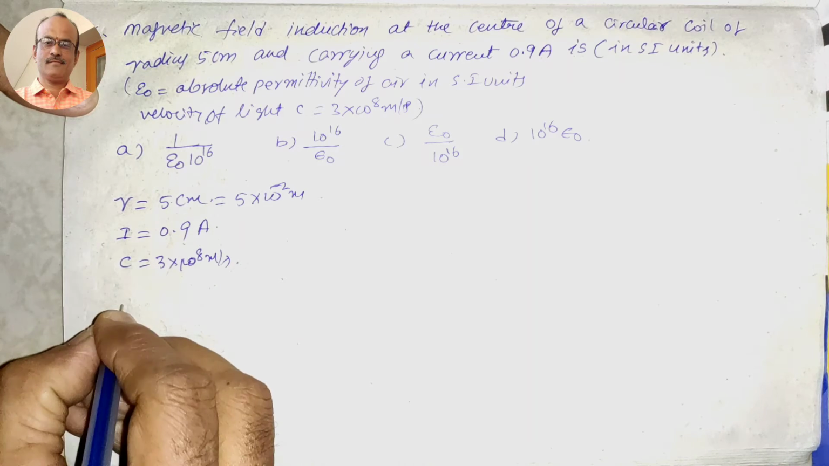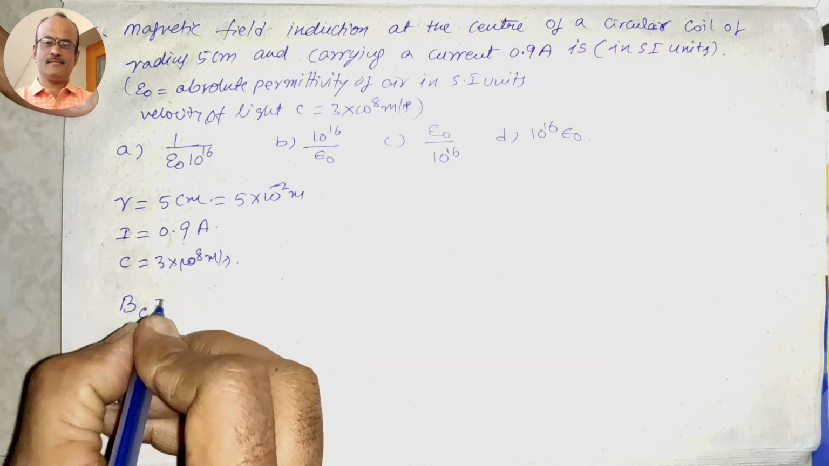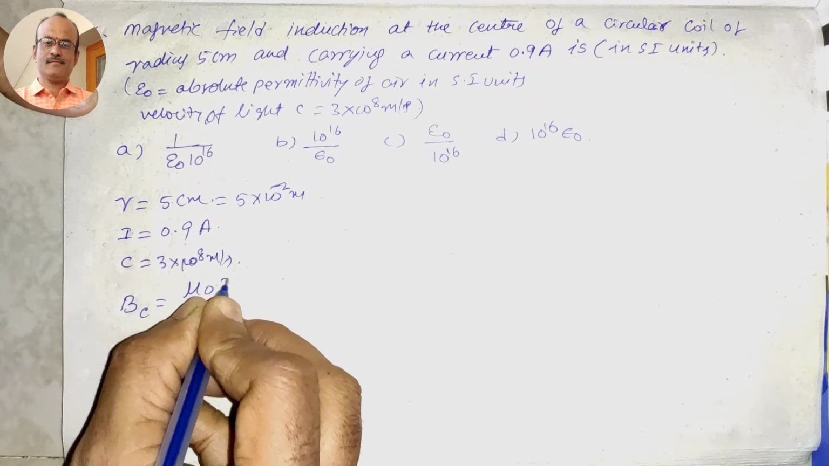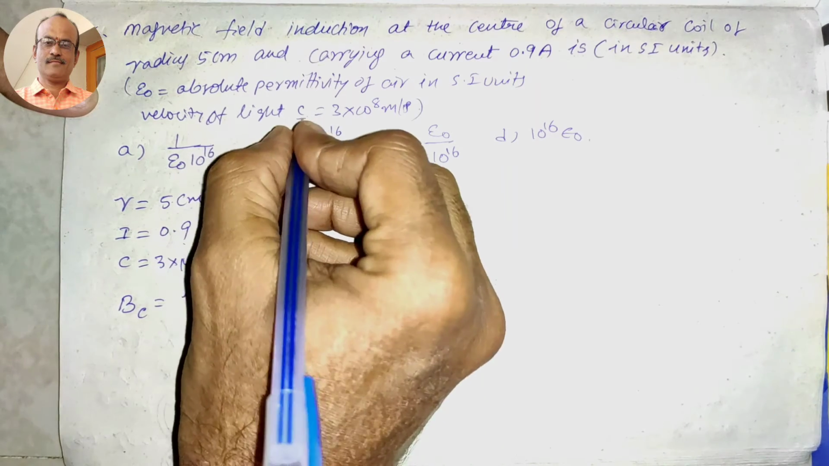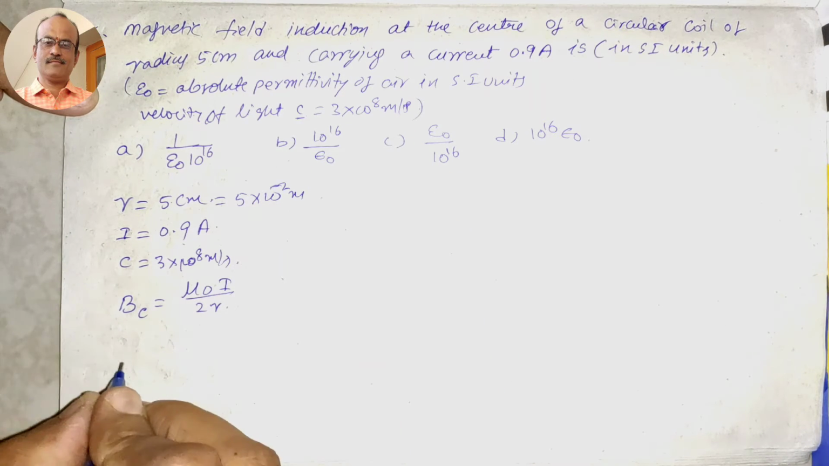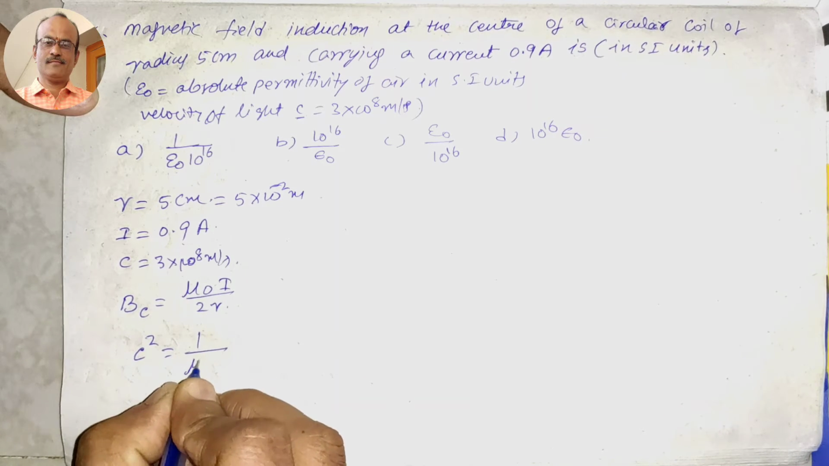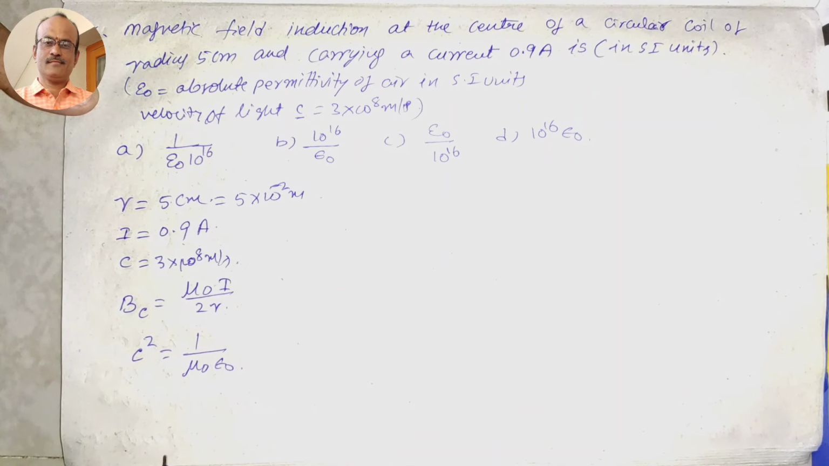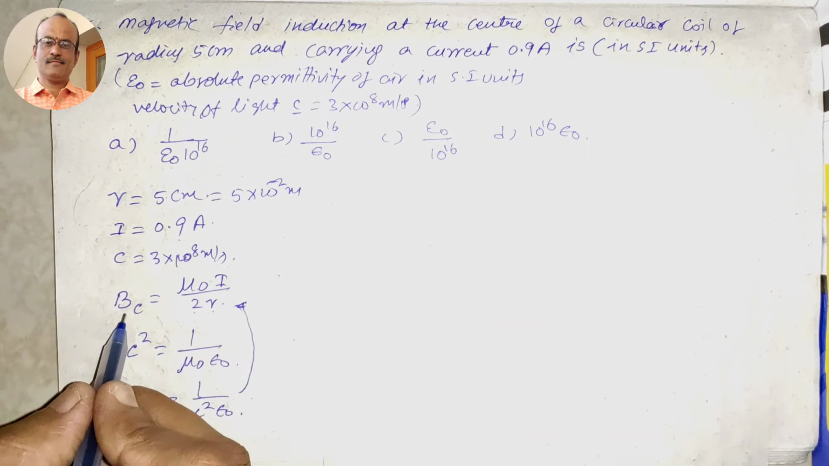But here one thing remember, magnetic field at the center of the circular coil is equal to mu naught I divided by 2r. But in terms of C value we want to calculate. But here we know the formula, C square is equal to 1 divided by mu naught into epsilon naught. But here mu naught is equal to 1 by C square into epsilon naught. Substitute this value in this one. Then what in this equation?